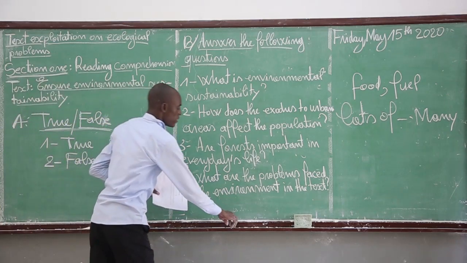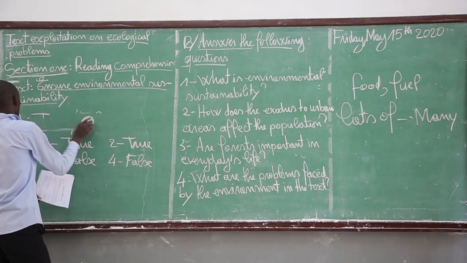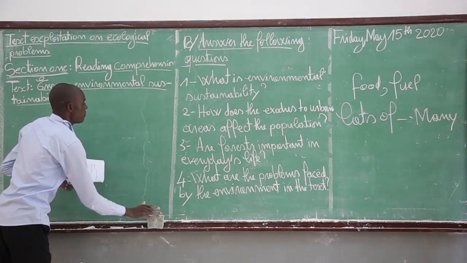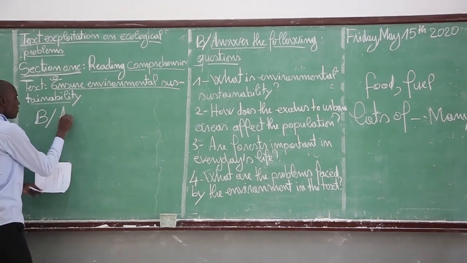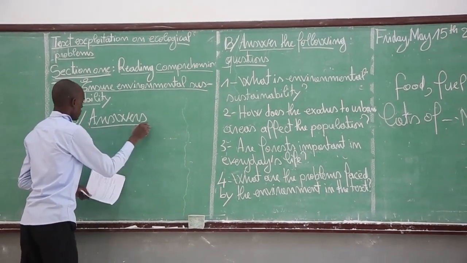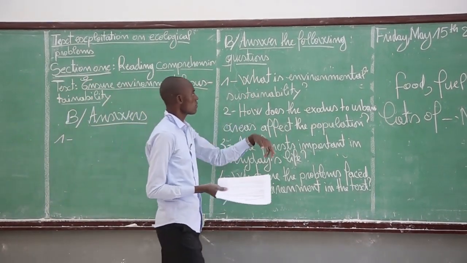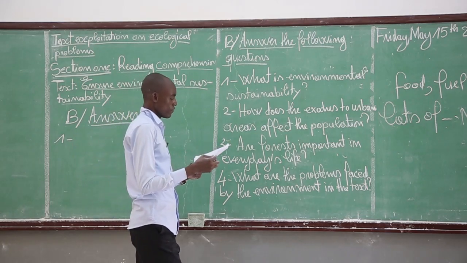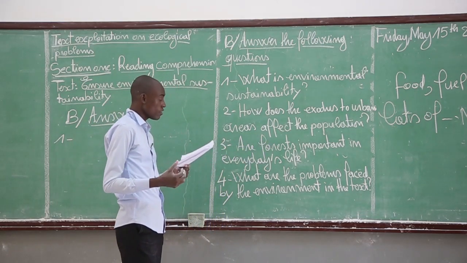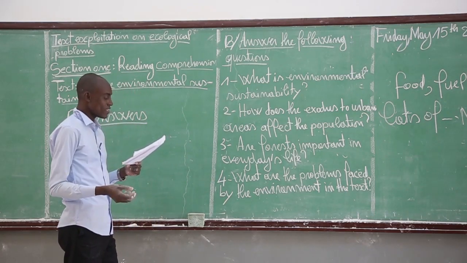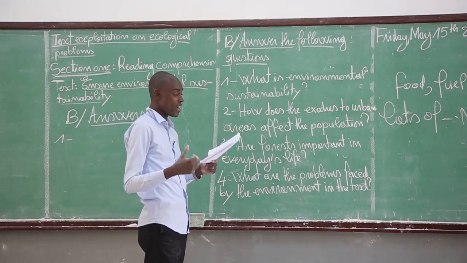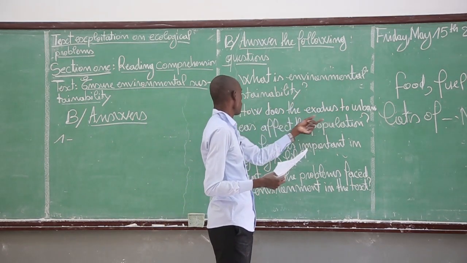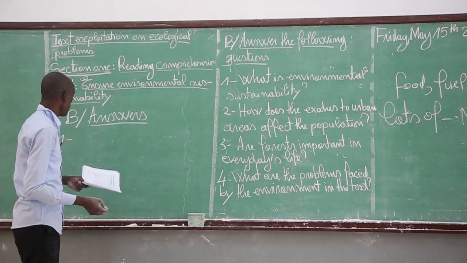Now, let's start with the first question. Here we have the answers, in plural. Yes, we are going to answer these questions. What is environmental sustainability? In the text, in the first paragraph, we have: environmental sustainability means using natural resources widely and protecting the ecosystem on which our survival depends. This sentence is the definition of environmental sustainability.